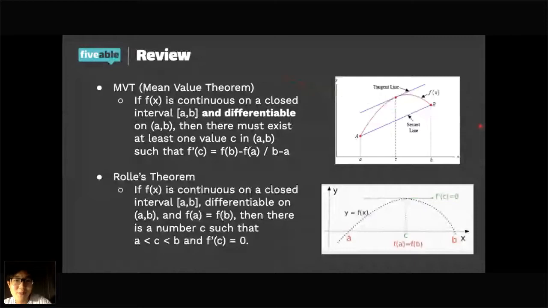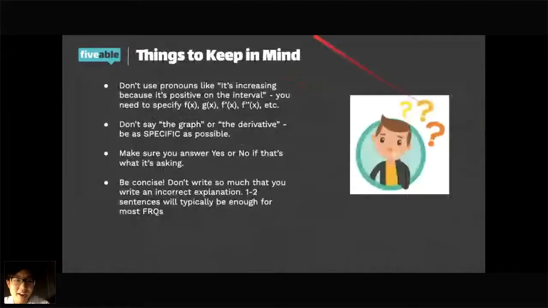Okay, so there are some other things to keep in mind whenever you justify. The first thing you need to know is that you need to be very specific on the AP Calculus exam. You can't say it's increasing because it's positive. You need to use f of x, g of x, f prime of x, the first derivative, the second derivative, dy dx, d over dx, etc.